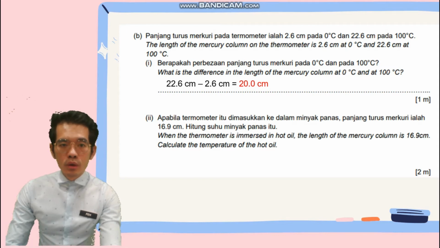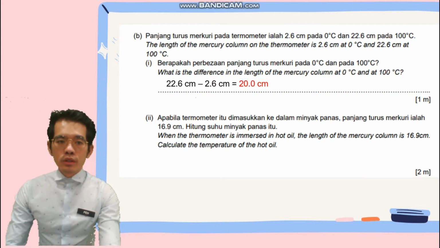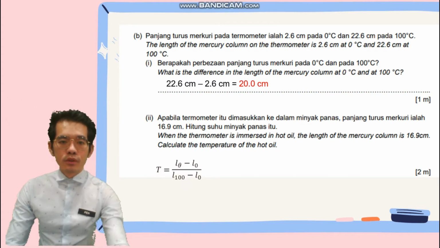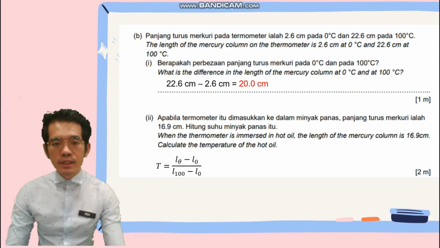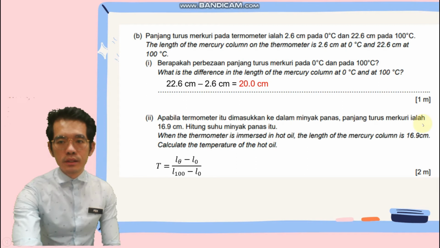Question B2. When the thermometer is immersed in hot oil, the length of mercury column is 16.9 cm. Calculate the temperature of the hot oil. For this question, we need to apply the formula we learned in section 4.1, which is (L theta minus L naught) over (L100 minus L naught). L theta will be the length of the mercury in the hot oil, which is 16.9.